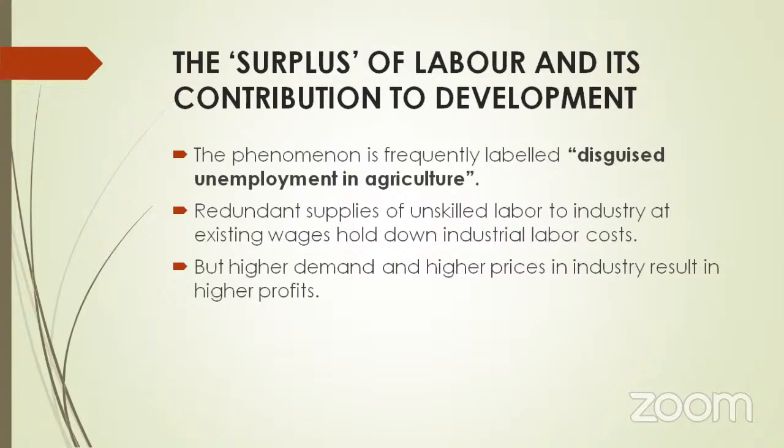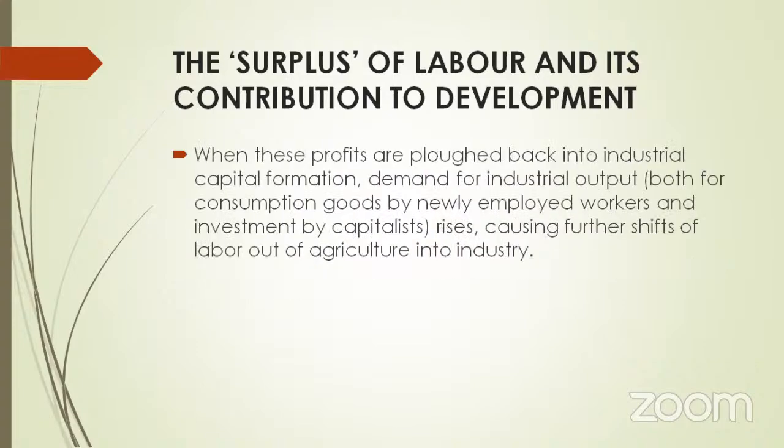You need to understand that these economists were already sitting in the capitalist model, and they felt this was the model which would work best for underdeveloped countries. When the profits are plowed back into industrial capital formation, demand for industrial output will rise, causing further shifts of labor out of agriculture. And this will stabilize once the marginal productivity in agriculture equals the marginal productivity in industry. Once they stabilize, the country is on the path of development.